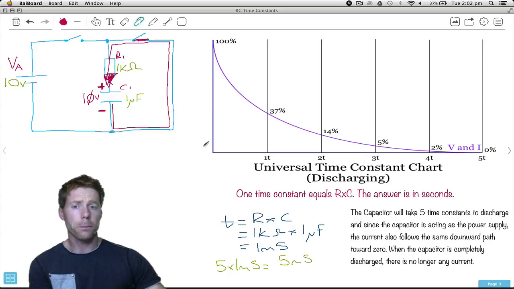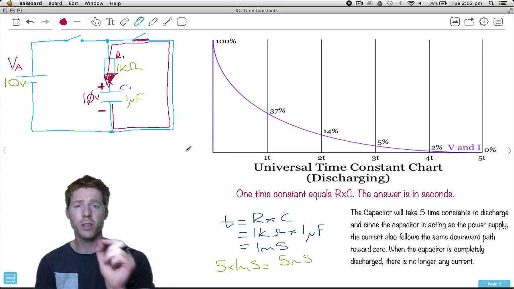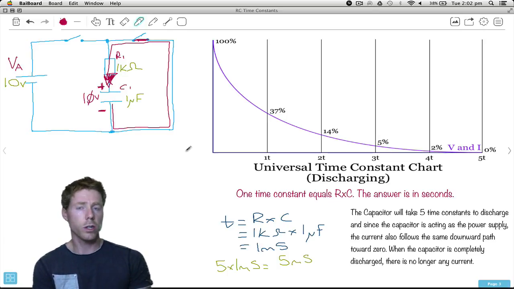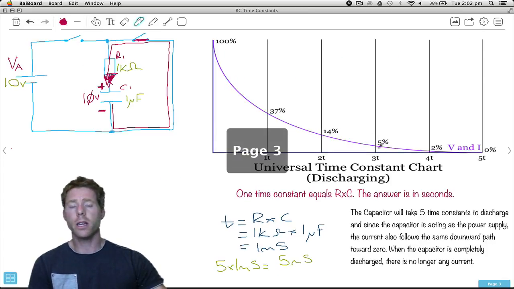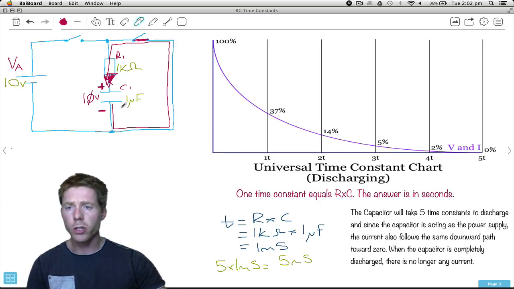How long is this going to take? Well, from being fully charged to fully discharged in this circuit, from 10 volts to 0 volts, it's going to take 5 time constants. How long is one time constant? Well, it's the same as before. Resistance times capacitance, 1K ohm times 1 microfarad is 1 millisecond. 5 times 1 millisecond equals 5 milliseconds, exactly the same as what we were looking at when it was charging. It's going to take exactly the same amount of time because the components have not changed. So when I connect that switch, the electrons travel through here all the way up around to the positive.